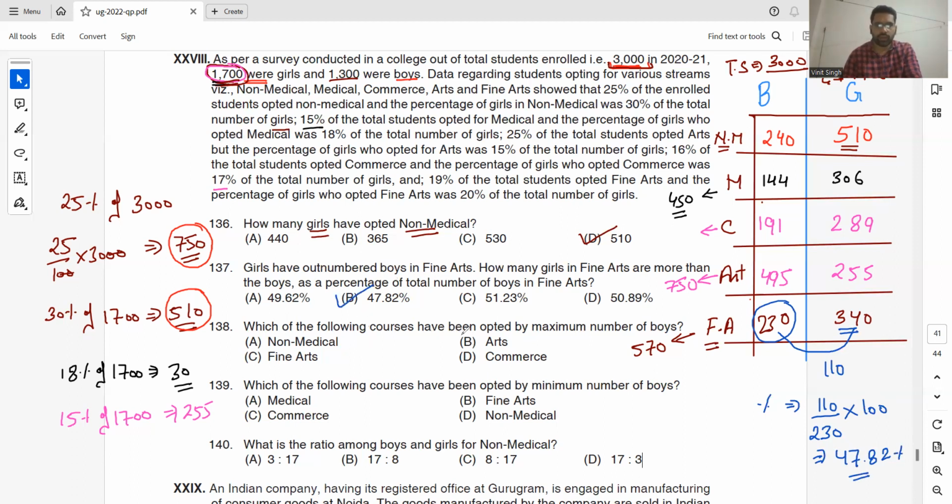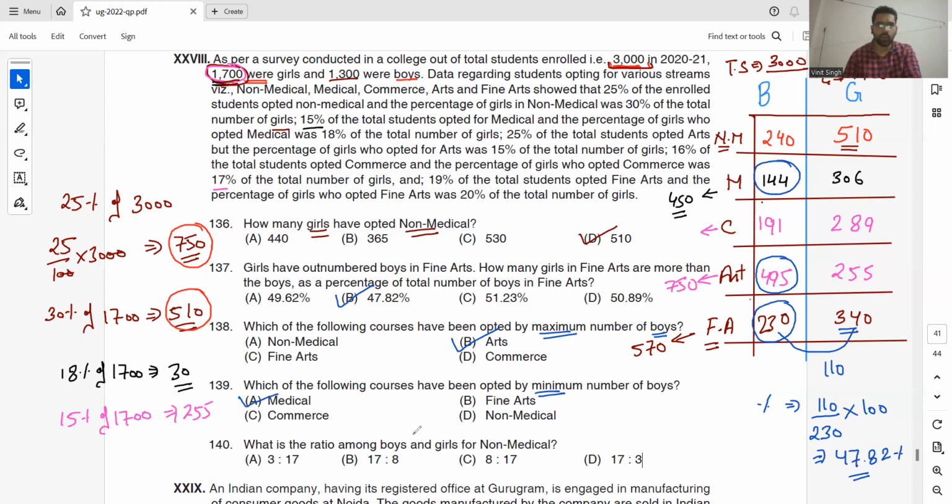Which of the following courses have been opted for by the maximum number of boys? So maximum number of boys is 495. So maximum number of boys is arts. Which of the following courses have been opted for by the minimum number of boys? So minimum number of boys is 144, which is medical.